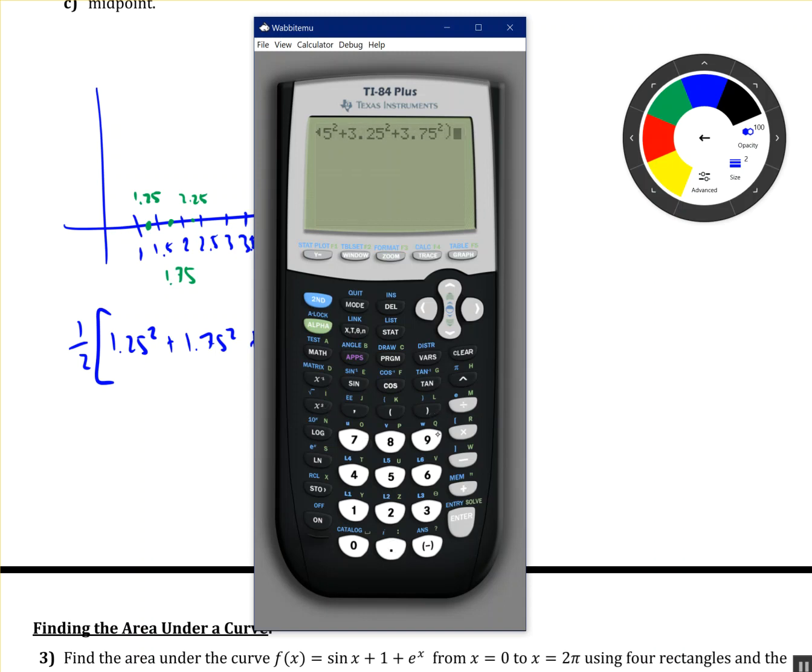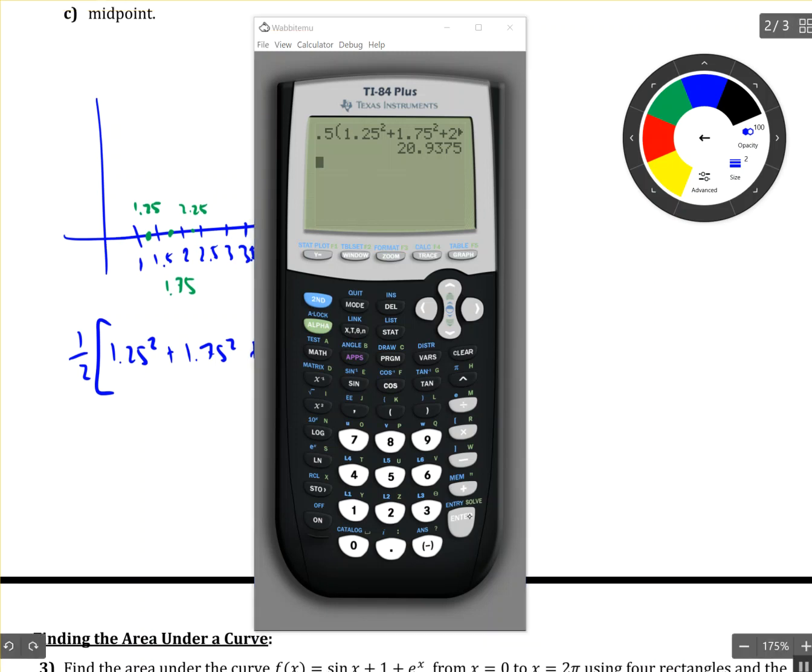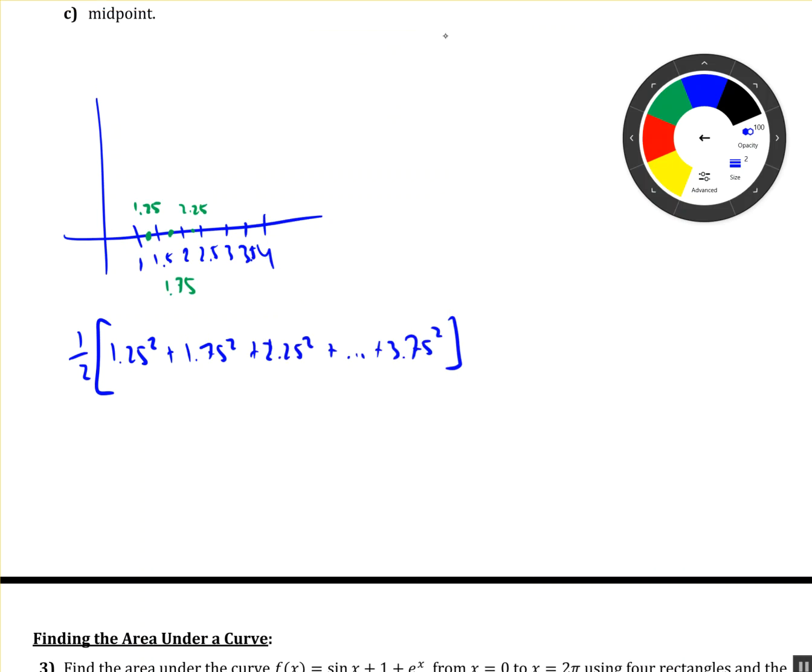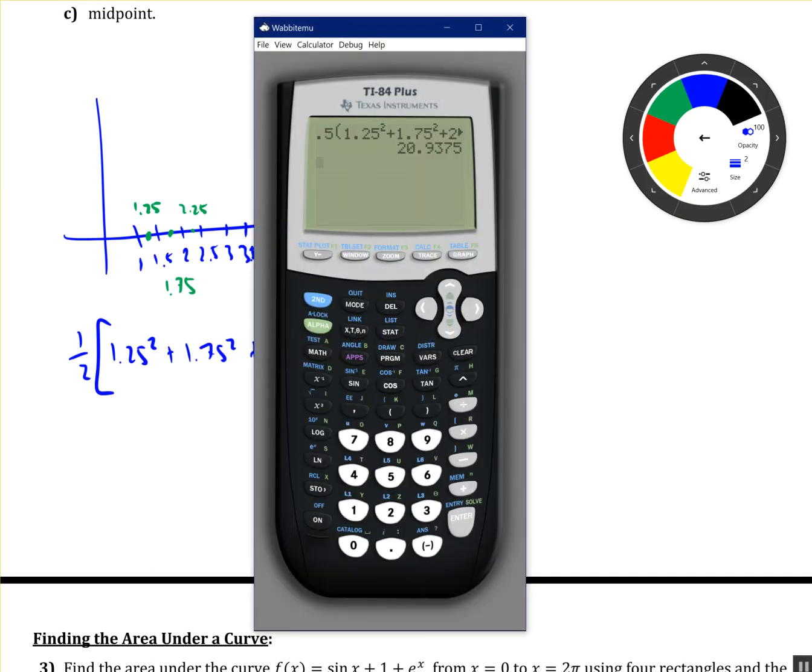Now, for those of you that are industrious and might have some programming experience, you could actually write a program to calculate all this, where you just say what the function is, what a is, what b is, and what the number of rectangles is. Hit enter, and you could program something to do this for you. But I'm not going to go through how to do that. All right, so I ended up with my answer of 20.9375.